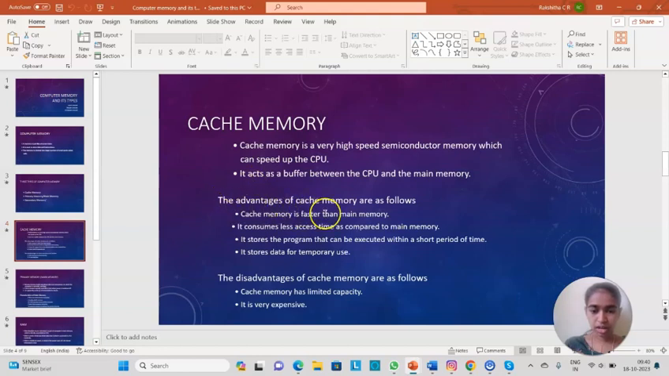Advantages of cache memory are as follows. Cache memory is faster than main memory. It consumes less access time as compared to main memory. It stores the programs that can be executed within a short period of time. It stores data for temporary use.